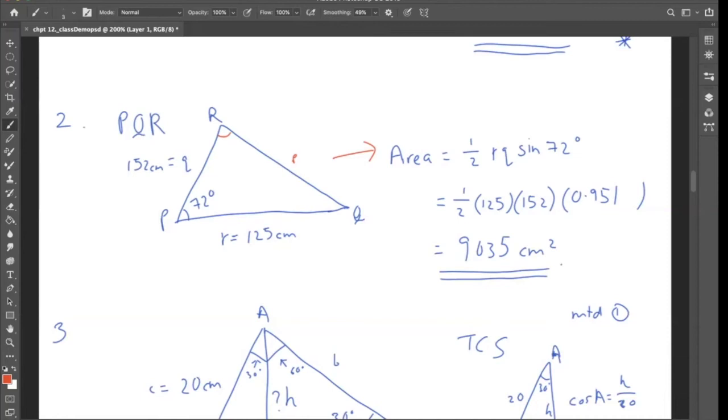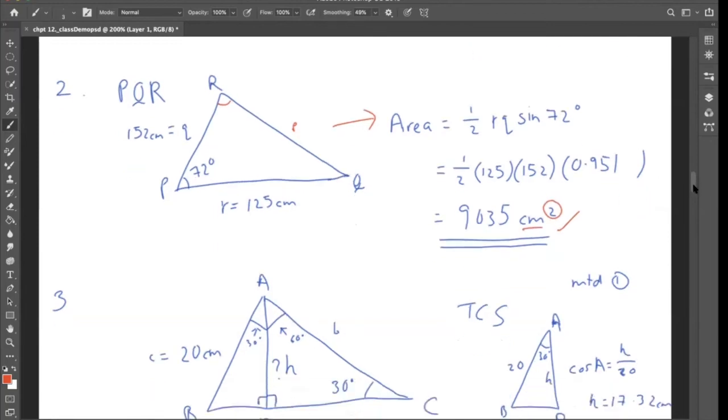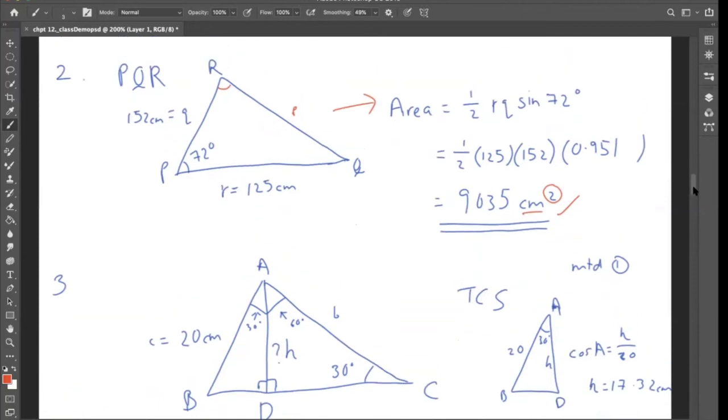Do you get 90.35? Yeah. Joshua, you get 90.35? Yeah. Then remember to put in your unit, square centimeters, okay? Exams don't give you all these minus marks. So can I move on? Question 3.